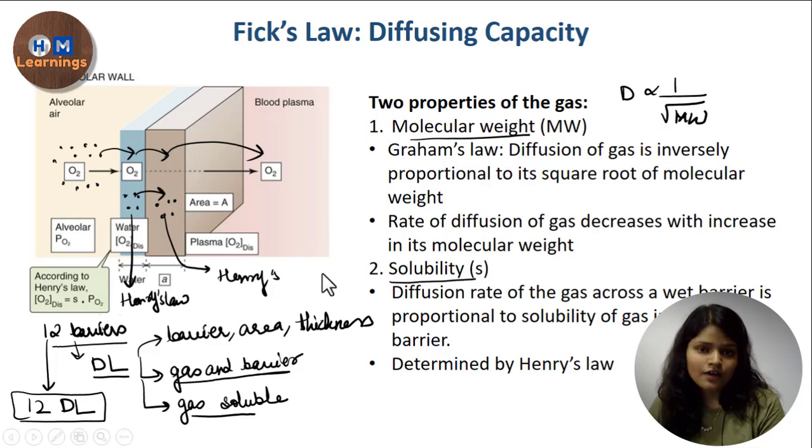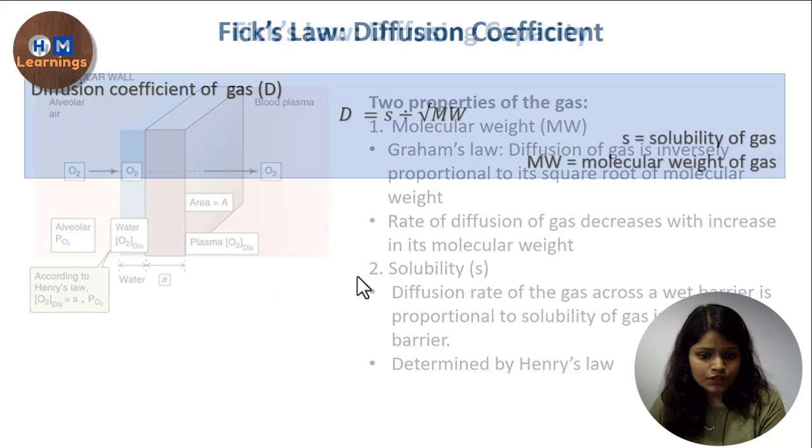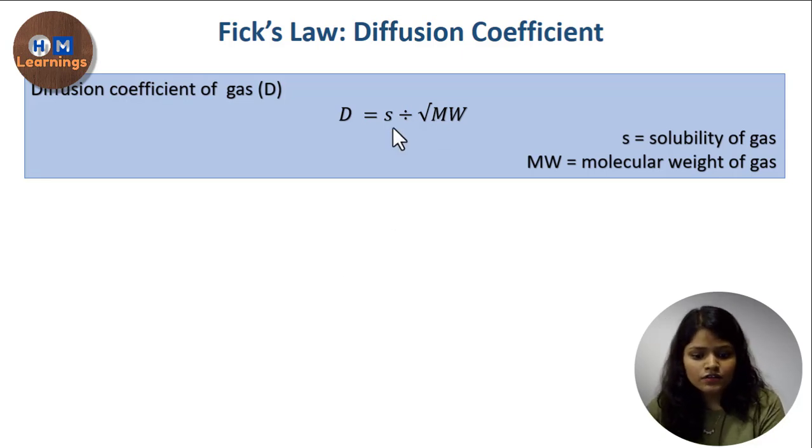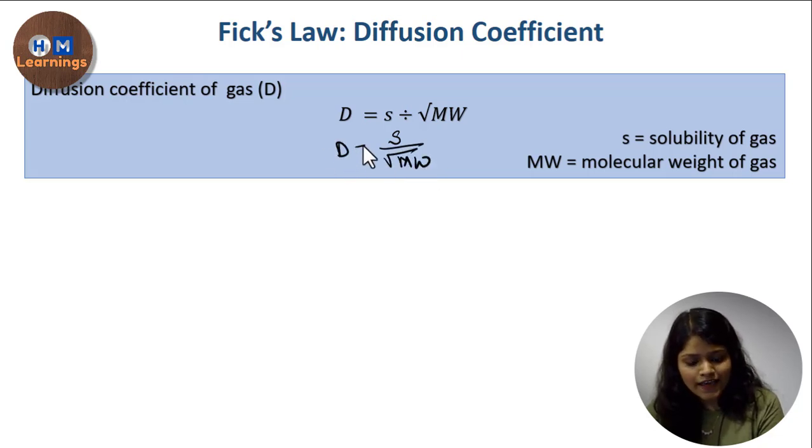So two properties of the gas which determine the diffusion rate are the molecular weight of the gas and the solubility of that gas in the 12 different barriers which are present between the alveoli and the RBC and the hemoglobin. Okay, so now we talk about the diffusion coefficient of the gas. The solubility divided by the molecular weight forms the diffusion coefficient of a gas.